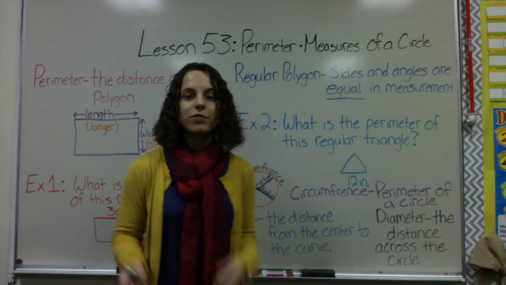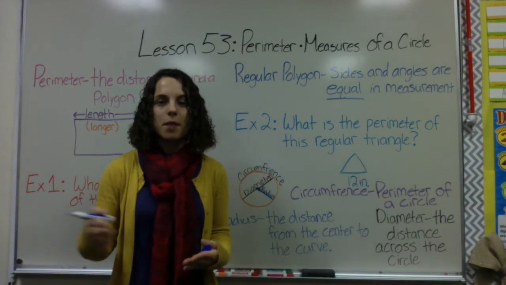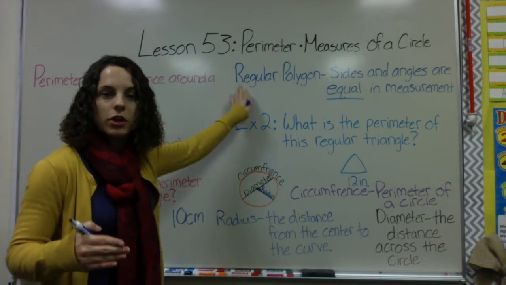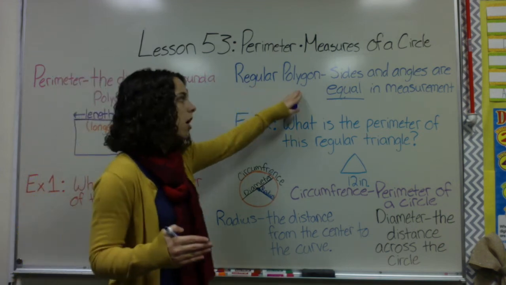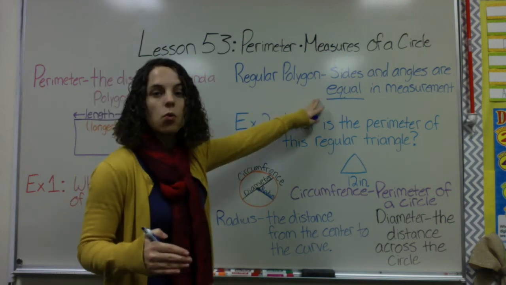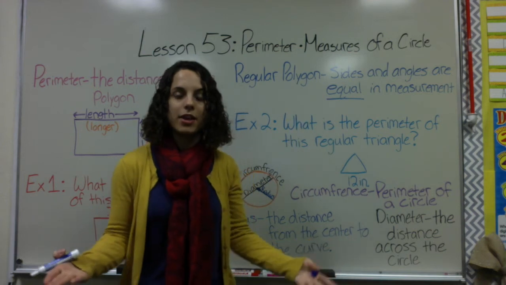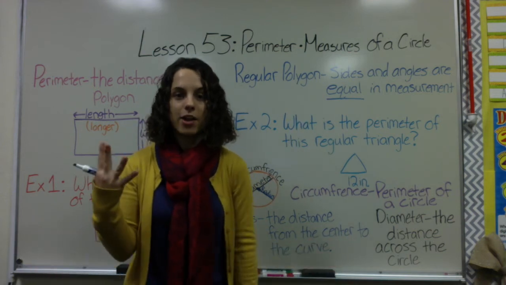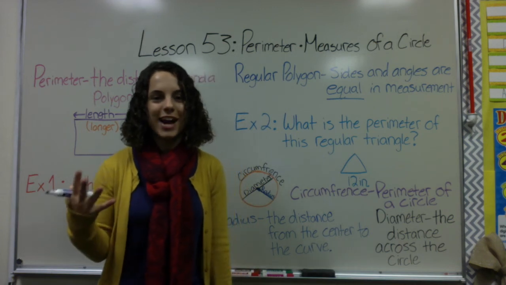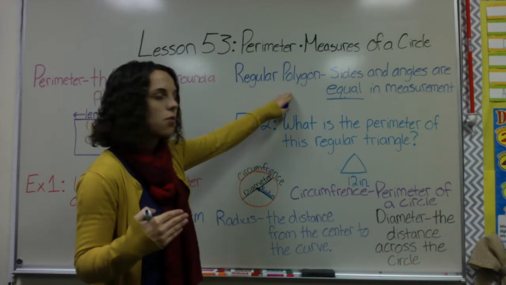Alright, now we also have different types of polygons, as we have learned already. It depends on how many sides you have. Now, we can also have what's called a regular polygon. A regular polygon, which I want you to write down, means that the sides and angles are equal in measurement. So a square is a great example of a regular polygon. It has 4 right angles that are all 90 degrees, of course, and then it also has 4 sides of equal length. So regular polygon: sides and angles are equal in measurement.